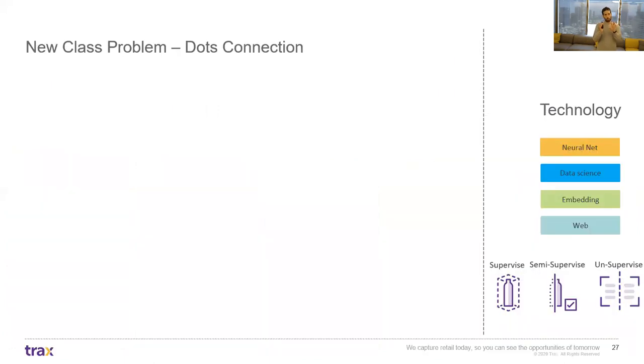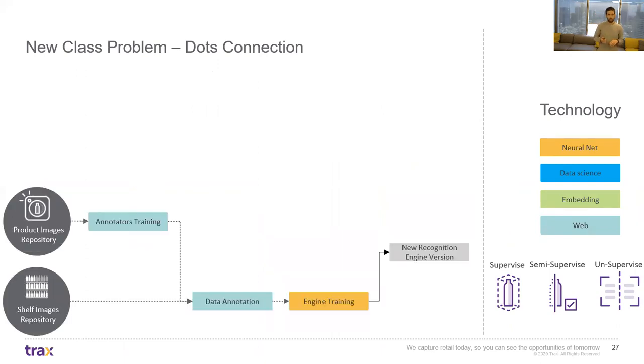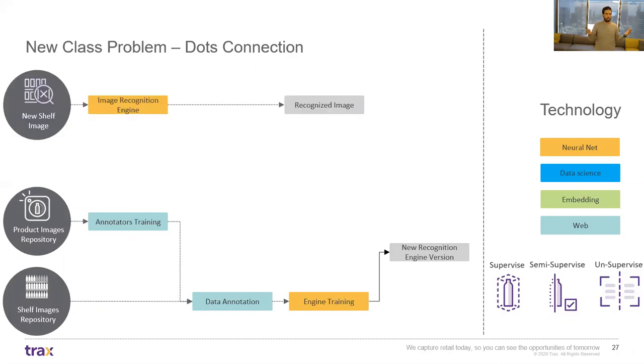So let's see how some part of our system will behave in such a case. We have the product image repository, which is actually images of our classes, and we train our annotators on them. And we have a shelf images repository, so we annotate the data, we train an engine, nothing new here. But let's see what's going on during inference. A new image arrived. We apply our recognition engine, and we have recognized the image. But this is not the end here.